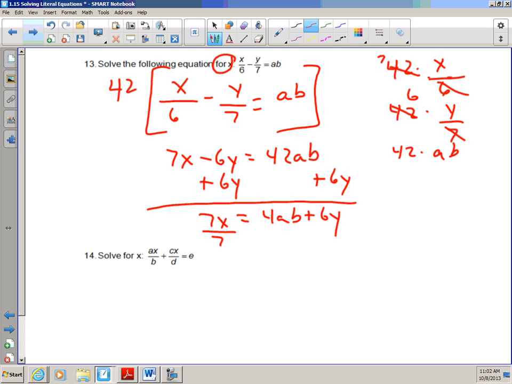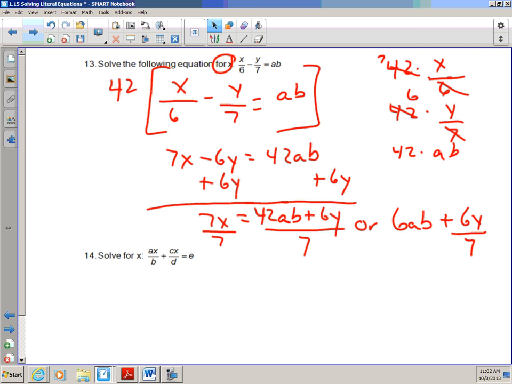What's still there? A 7. I divide everything by 7. I can simplify this. Sorry, that should be a 42ab. I can divide 7 into the 42 and get 6ab. I can't divide 7 into 6, so it stays 6y over 7. Either of those two ways are acceptable to me, although on a multiple choice you would see it written this way, in its simplest form.